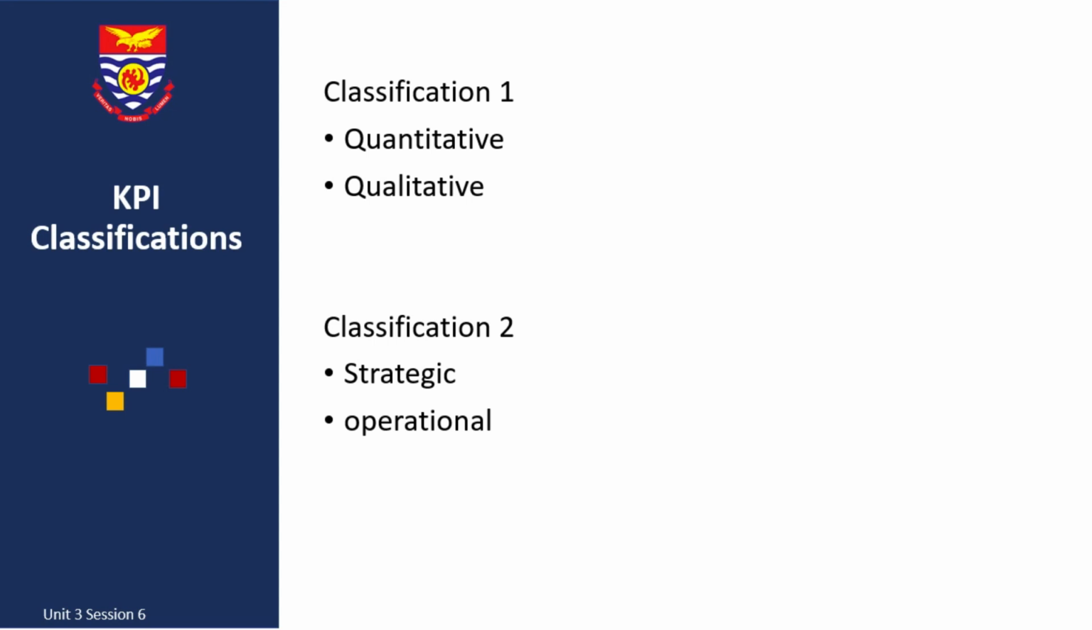Then the qualitative are more subjective measures, developed mostly from semi-structured sources such as customer surveys. A common qualitative indicator that most organizations use is the employee satisfaction survey. This is because the measures we use in obtaining the data are based on the opinions of a person, hence they are more subjective. The second classification of KPIs, we have the strategic and operational.